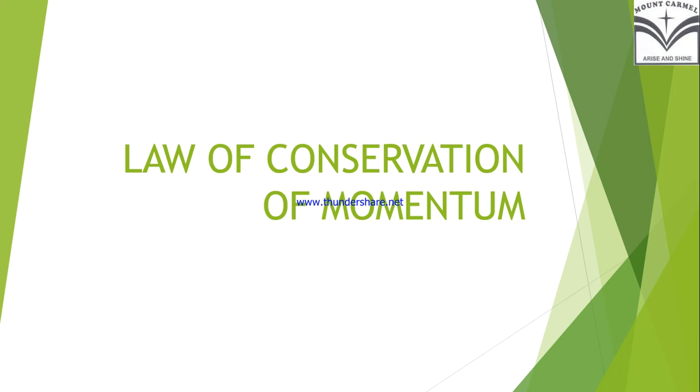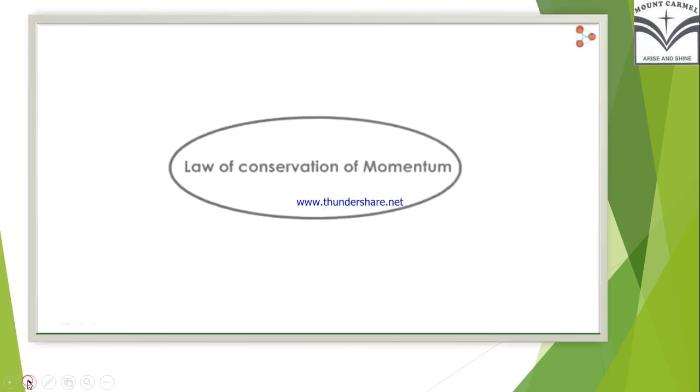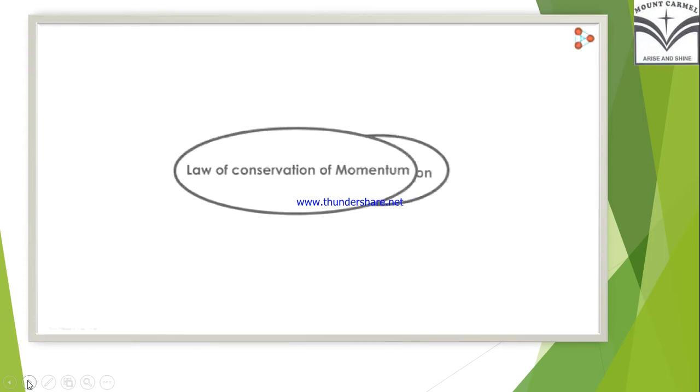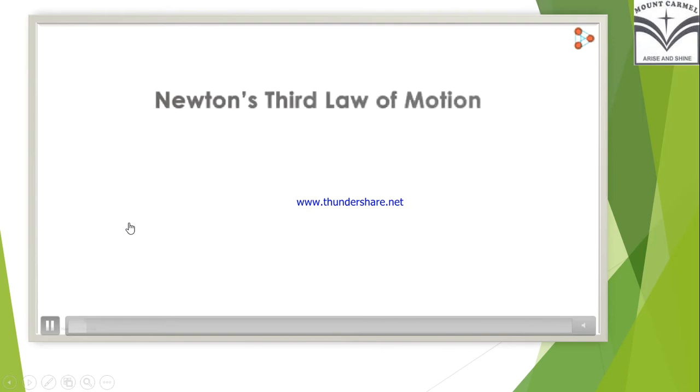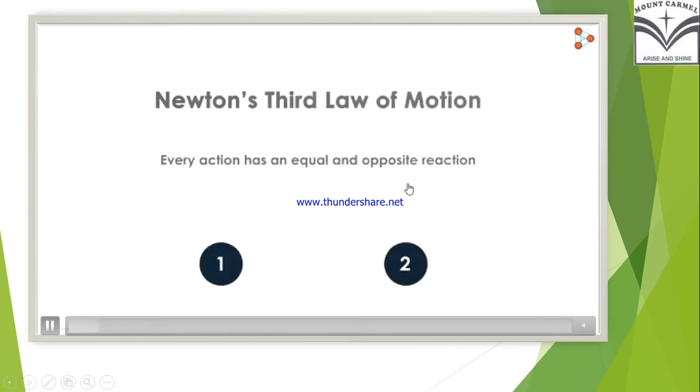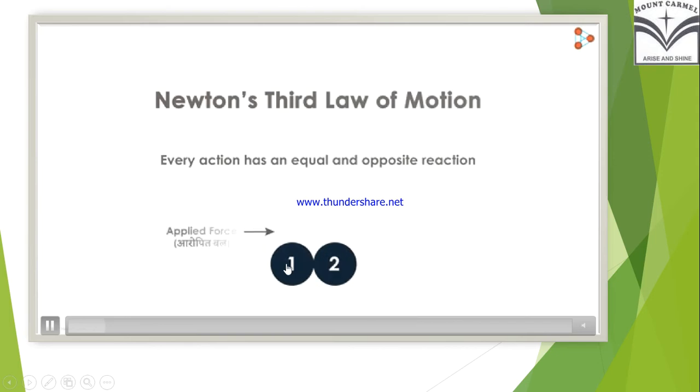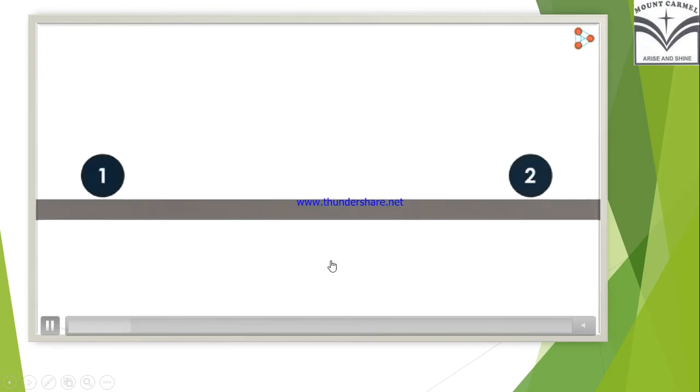We are looking at the law of conservation of momentum. We already know Newton's third law of motion. What does it state? Every action has an equal and opposite reaction. इसका मतलब ये हुआ कि ये दो ऑब्जेक्ट्स आपस में अगर टकराएंगे तो the force applied by 1 on 2 and the force applied by 2 on 1 both are equal and opposite.